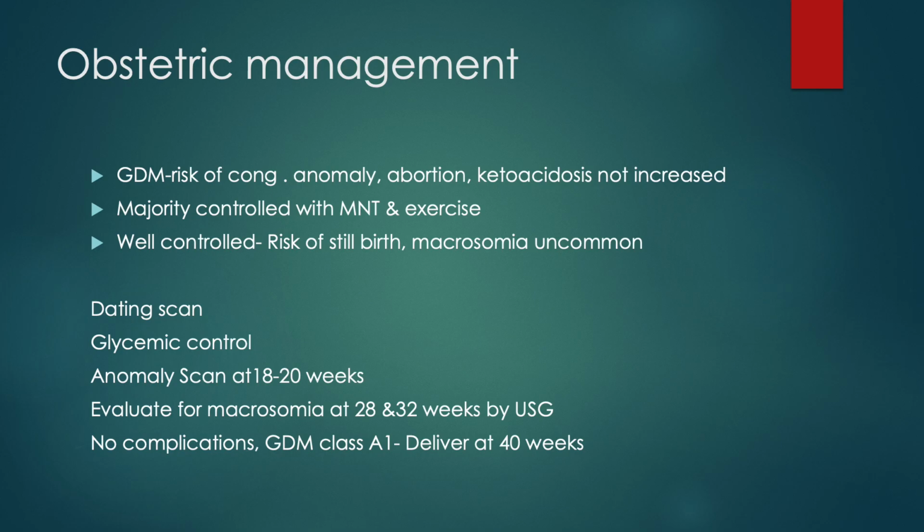If she is controlled with diet and exercise alone, then she is classed as GDM class A1. And if there is no complication, that is, a GDM patient controlled on diet and exercise, and there are no complications like hypertension, or any fetal complications like macrosomia, polyhydramnios, or IUGR, then we can continue the pregnancy up to 40 weeks. But we don't allow her to go past it. We see that she delivers at 40 weeks.